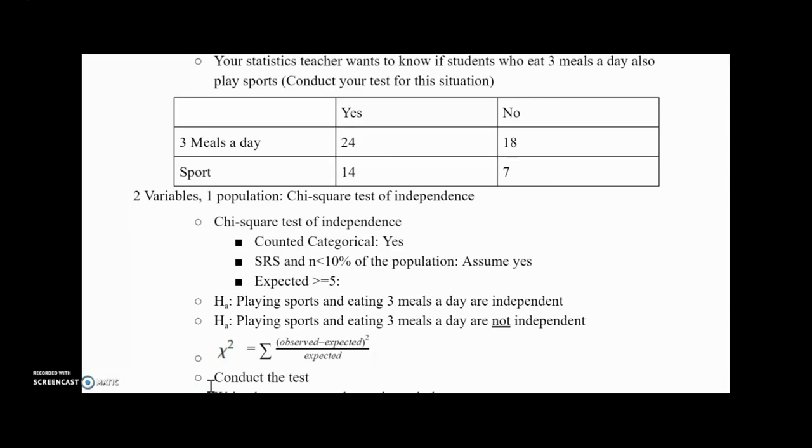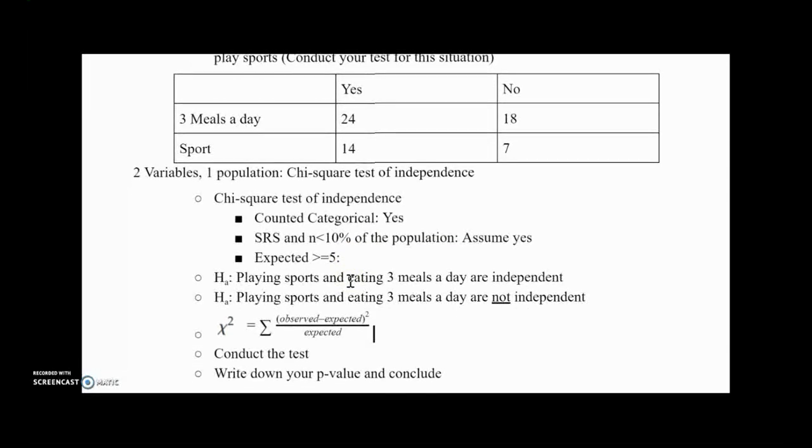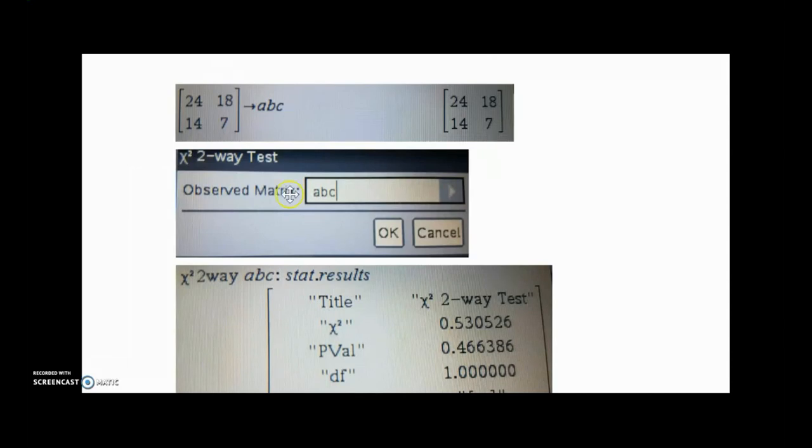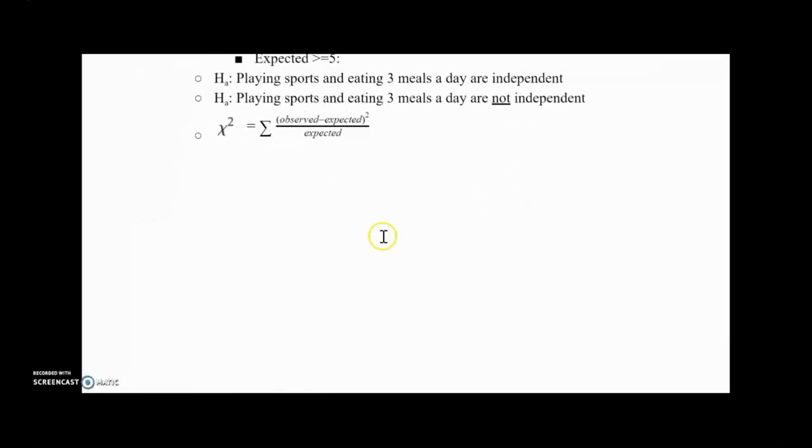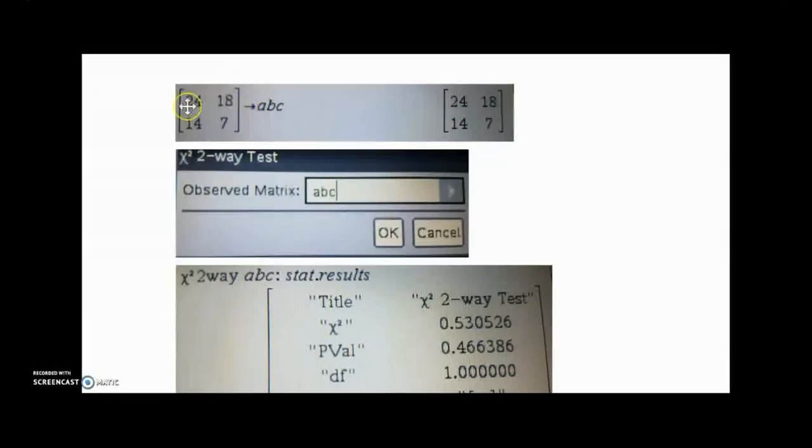I'll show how I did it on the calculator first, and then maybe you can pause and do it for yourself, and then finally make sure that the expected values are greater than or equal to 5, and then write down your p-value and conclude. I created a 2x2 matrix and gave it the variable name ABC. I could have kept it as 14, 7, 24, 18. It doesn't matter as long as the rows and columns are in the correct order. I couldn't have had 24, 14, 18, 7.